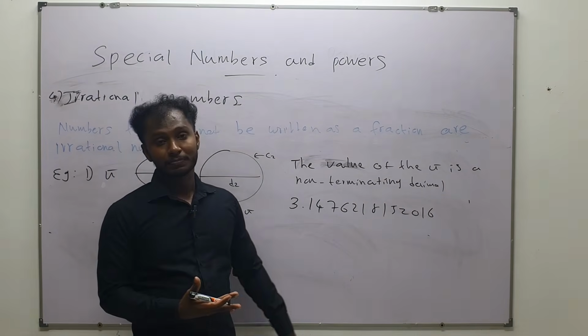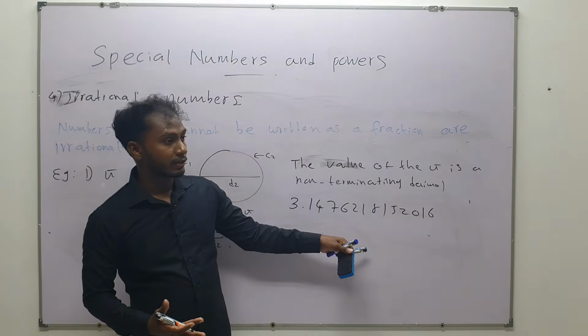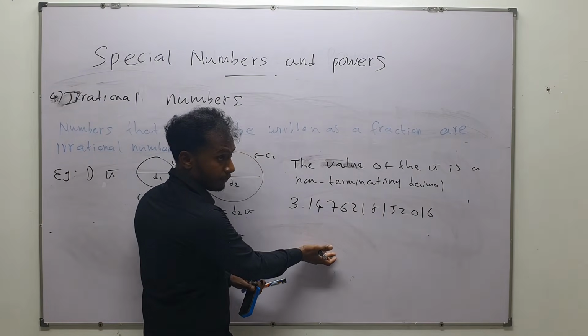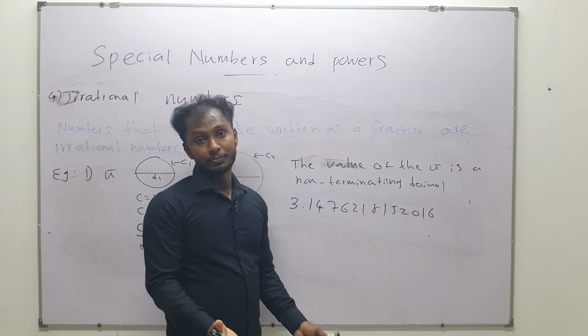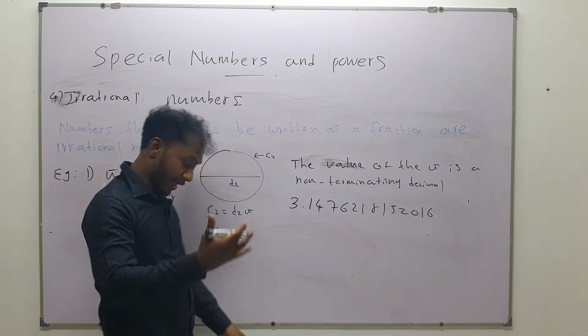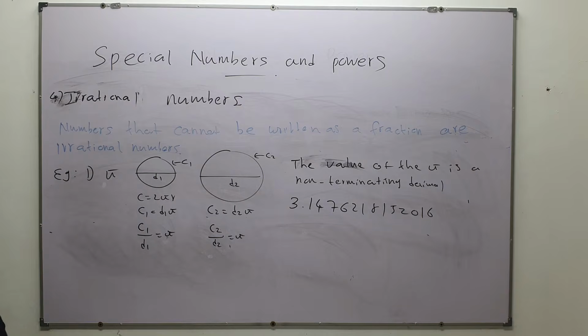It's never stopping. So this thing cannot be written as a fraction. Like imagine you are multiplying this by a billion, you get something, but it is not stopping there. It goes to infinity. That means you cannot write this as a fraction. Because of that, this is irrational, right?